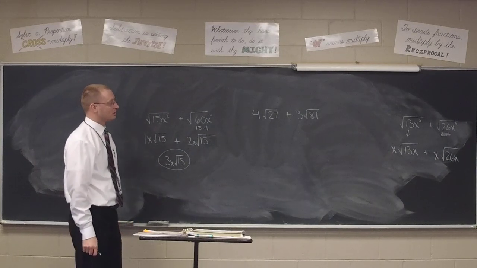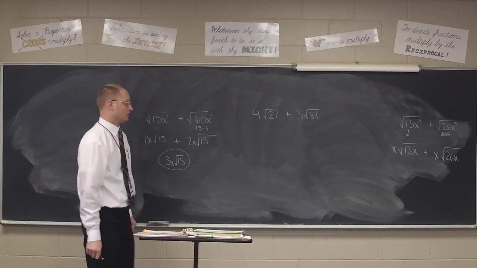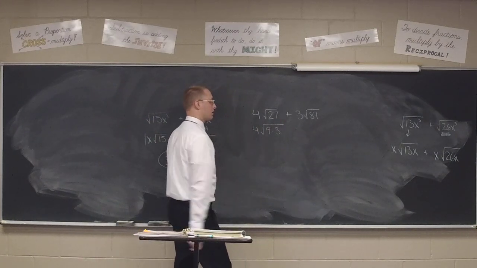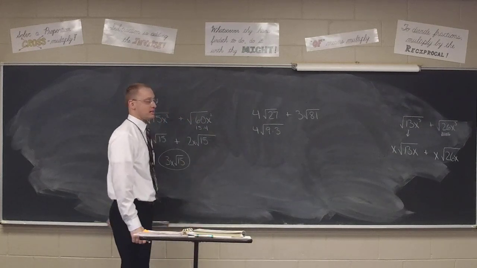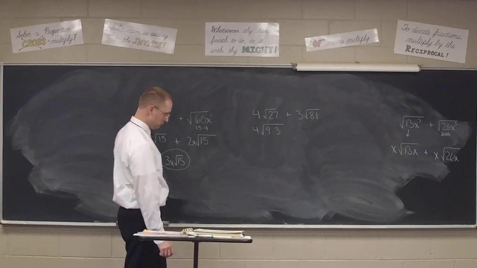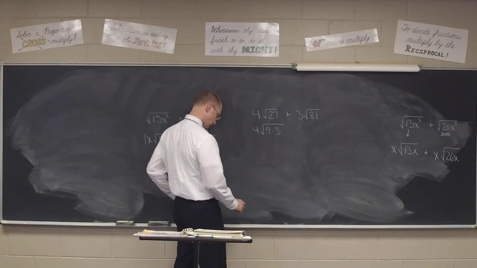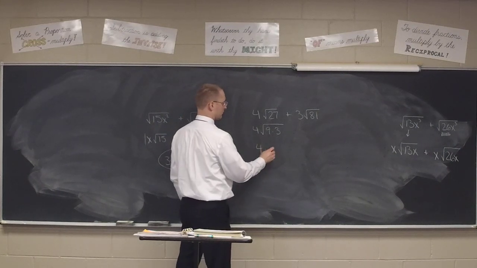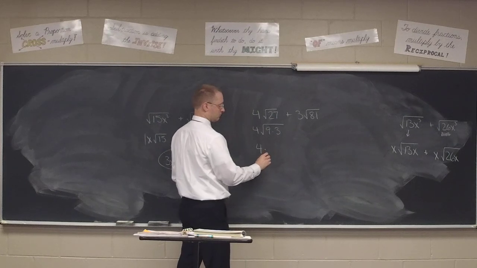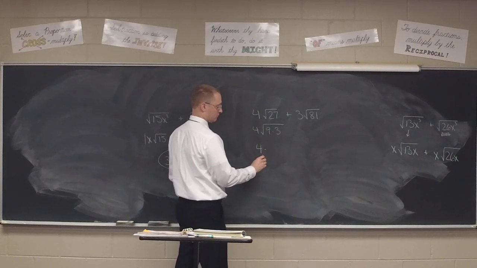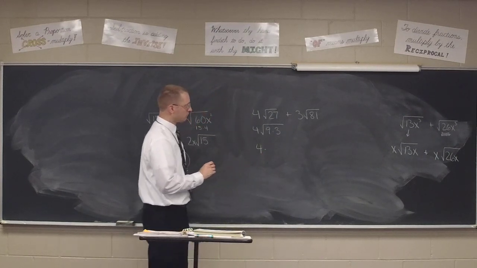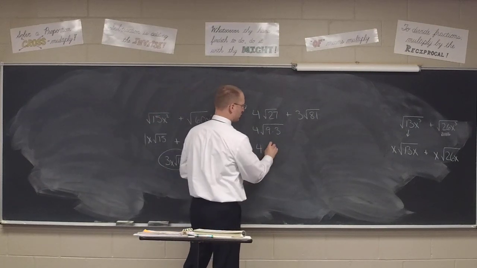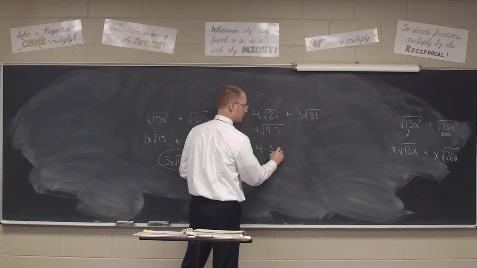You can factor 27 into 9 times 3. All right. Well, with a 4. Right, 4 times the square root of 9 times 3. And then you can take the square root of 9 to get 4 times the square root of 3. Wait, what just happened? What's the square root of 9? 3. So 4 times 3 times the square root of the other 3, right?